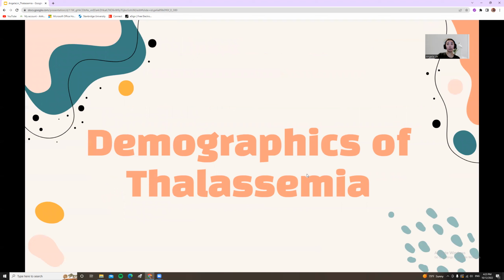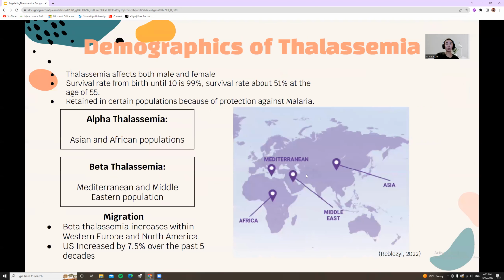Last but not least, demographics of thalassemia. So thalassemia can affect both males and females, and the survival rate from birth until 10 years old is 99%. And as a patient gets older, the survival rate decreases to about 51% at the age of 55. It is thought that the thalassemia gene is retained in certain populations because it provides some sort of protection from malaria. And thalassemia genes are widely distributed in the world, but are traditionally found most prevalent among people with ancestors living in Middle Eastern, Mediterranean, Asian, and African descents.